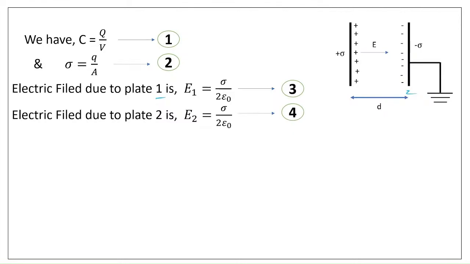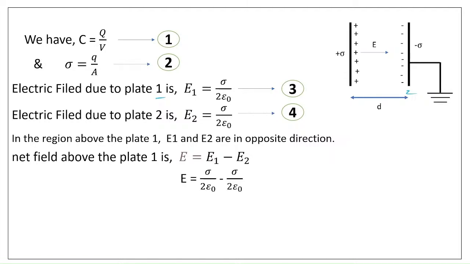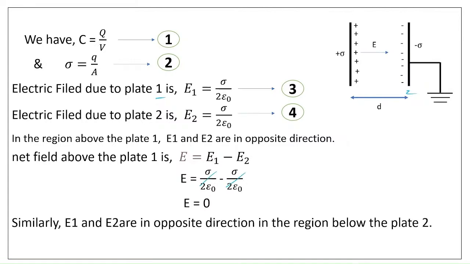Mark as equation 4. In the region above plate 1, E1 and E2 are in opposite directions. Therefore, net field above plate 1 is E is equal to E1 minus E2. Substitute E1 and E2 values, that is equation 3 and 4. We get E is equal to 0. Similarly, E1 and E2 are in opposite directions in the region below plate 2. Net field E is equal to 0.